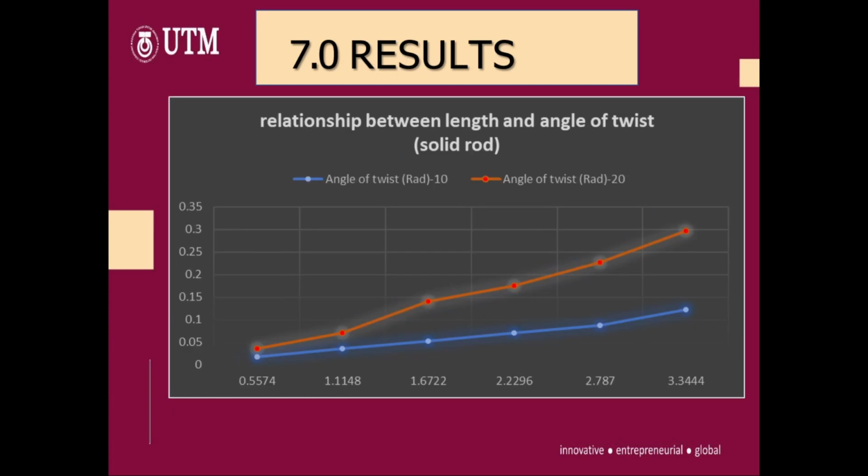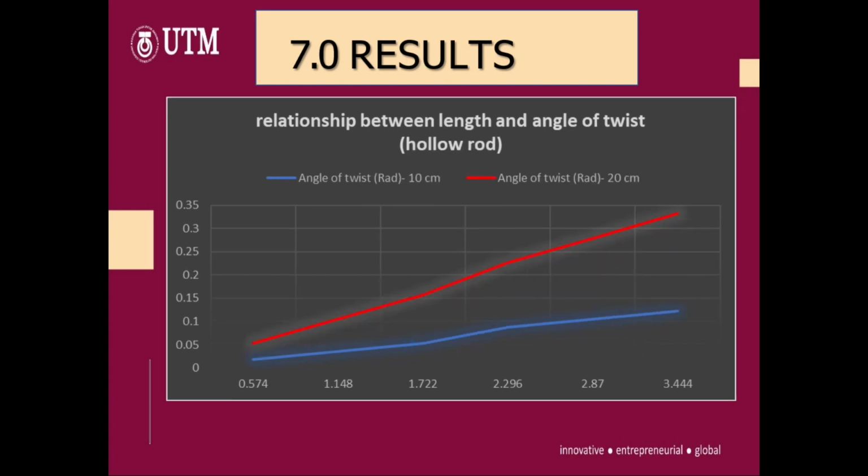Okay, here we are comparing for the solid rod the angle of twist when having 10 centimeters from the fixed clamp and 20 centimeters. We can see they start almost the same, then it gets higher, as I said, it's almost the double. Now this is the same for the hollow rod. We can see we have a similar graph to the solid rod because the difference between the two is still the same, which is almost double. And that was all for me, I think.